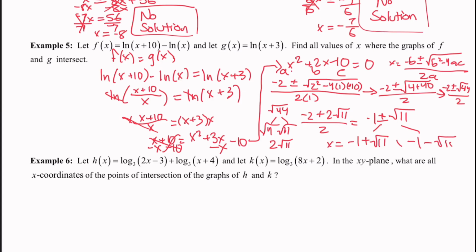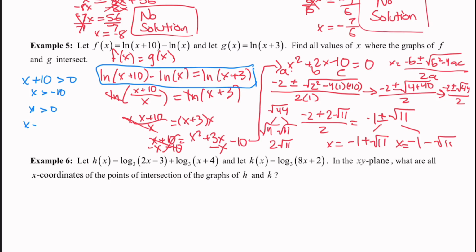So x is equal to these two versions, right? But which one actually works, or maybe both of them work? We have to check the domain. So let's look back to the original one. This right here was the original equation. All of these will give us a domain. Let's look at the first one. That's x is greater than negative 10. The second one is x is greater than 0. The third one, x is greater than negative 3. The most restrictive one is going to be this one right here, the second one.